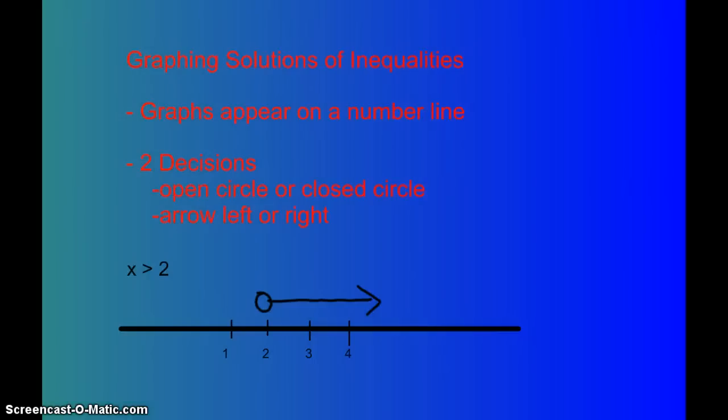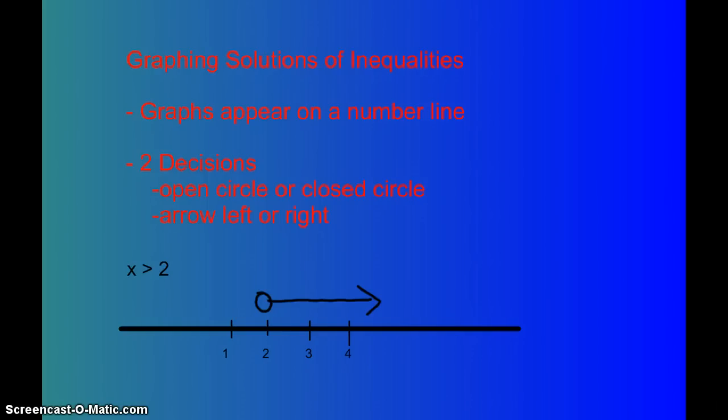We're also going to be graphing all of our solutions to inequalities. When we talk about graphing solutions to inequalities, it's a little bit different than your typical graph. We're only talking about a number line. And on that number line, we're going to graph all the solutions to an inequality. So when you do that, you have to make two separate decisions. One of them is whether you have an open circle or a closed circle, and the other is the direction your arrow points, left or right.